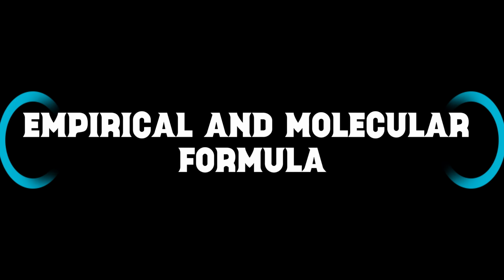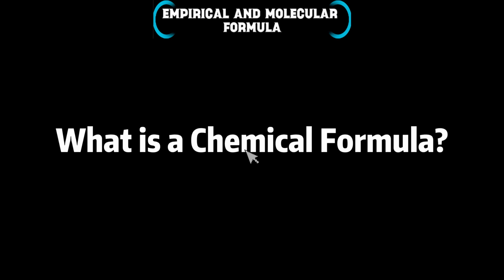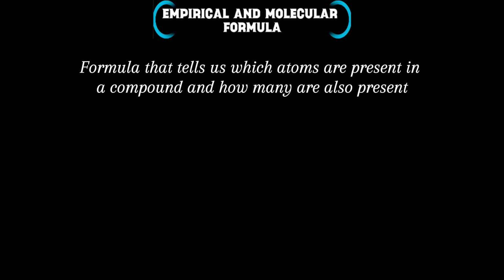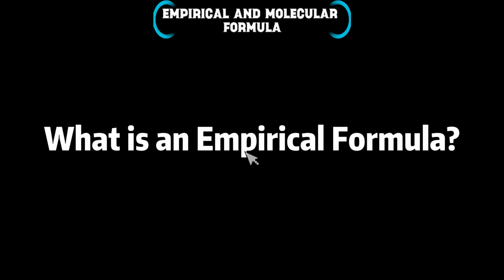We're looking at a very important topic, empirical and molecular formula. But first of all, we need to know what is a chemical formula. A chemical formula tells us which atoms are present in a compound and how many are also present. Example, H2SO4 is a formula of an acid which we call sulfuric acid, or hexaoxosulfate(VI) acid. So that's a formula. What's empirical formula?